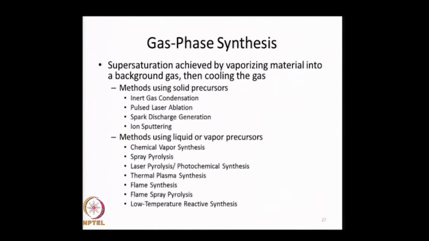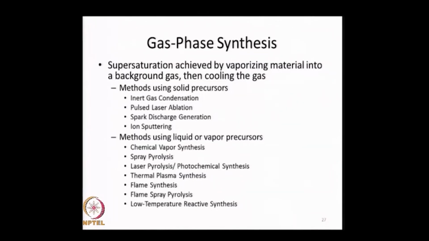Now, gas phase synthesis is actually very similar to what we had termed earlier as vapor phase synthesis. The difference here is you have a background gas into which you are vaporizing material, and the supersaturation here is achieved by vaporizing a material into a background gas and then providing appropriate cooling of the gas to achieve the supersaturation. These gas phase synthesis methods can be further classified based on the form in which the precursors come in.